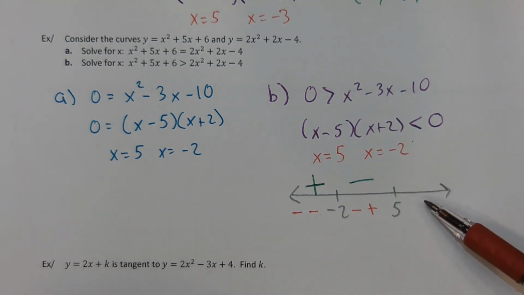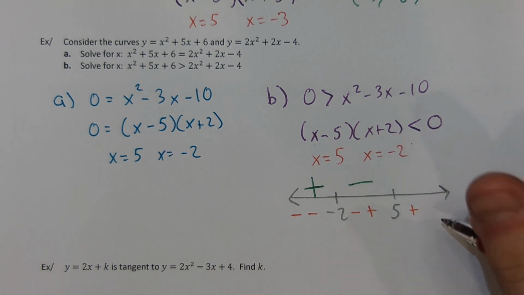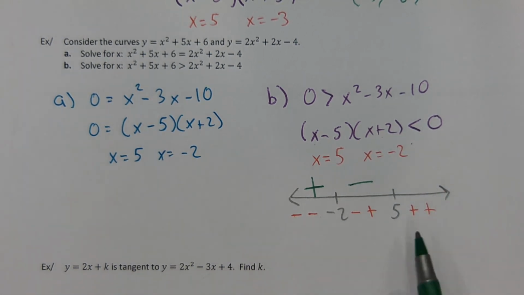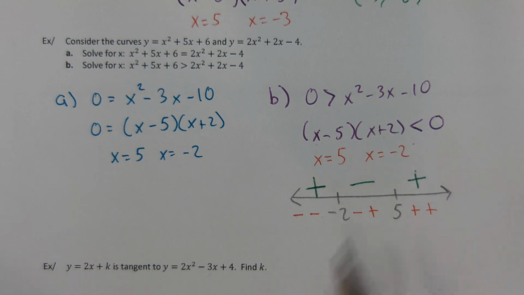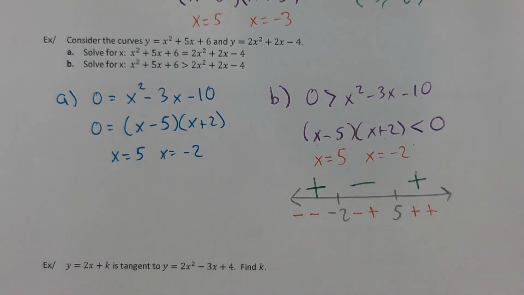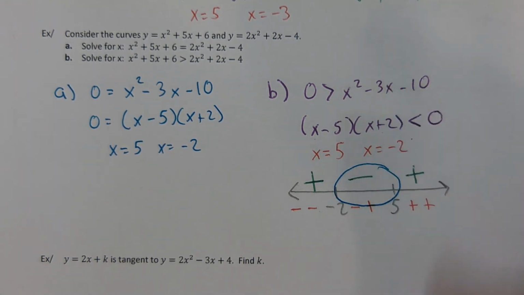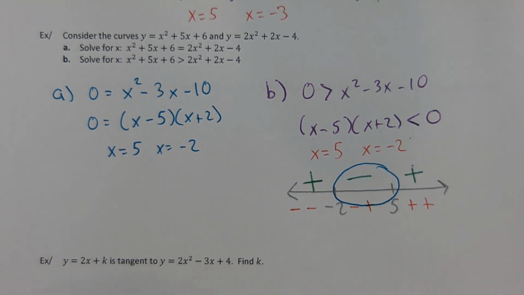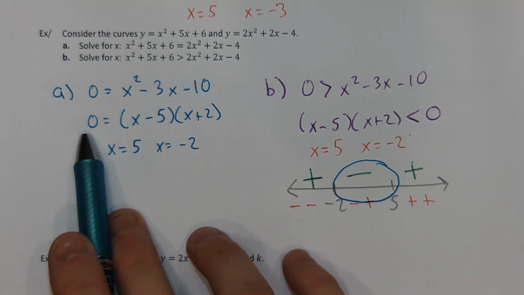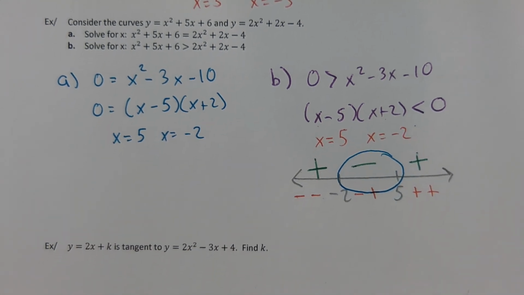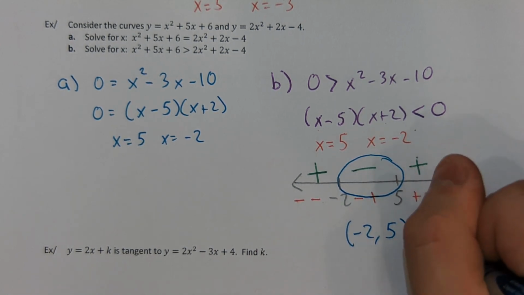And then grab a representative to the right of 5, like 6. 6 minus 5, that is a positive number. 6 plus 2, that is a positive number. And multiplying two positives will always give you a positive. We were hunting for the numbers that were less than 0, also known as the negative numbers. So our answer set is coming from right here. However, the numbers negative 2 and 5 are not solutions because at negative 2 and 5, it equals 0, and 0 is not less than 0. So when we write these in interval notation, we just don't include the negative 2 or the 5, so we say from negative 2 to 5, not included.